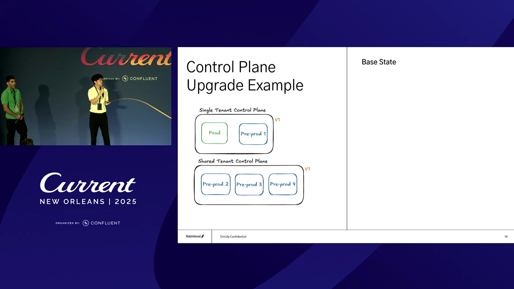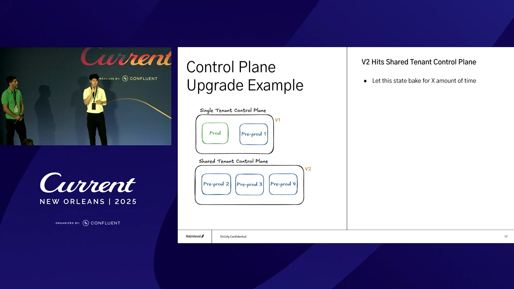All right, so this is the base state of the world. Let's say we had the single tenant control plane and this shared tenant control plane, and we have a few pre-production and production clusters on each of these, WarpStream clusters, that is. Now let's say Confluent comes out with a new version of the control plane. That update is going to happen on the shared tenant control plane first, and this is going to give us some bake time to make sure that no issues arise in pre-production. We can catch any issues before they hit our production clusters, so we can really protect what's important.